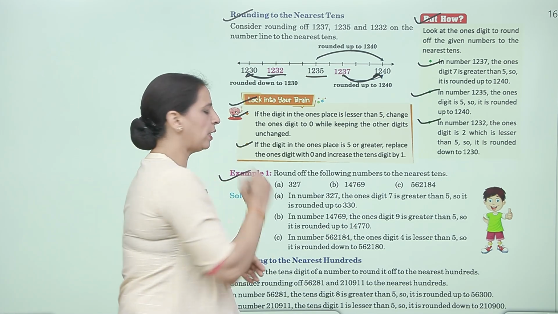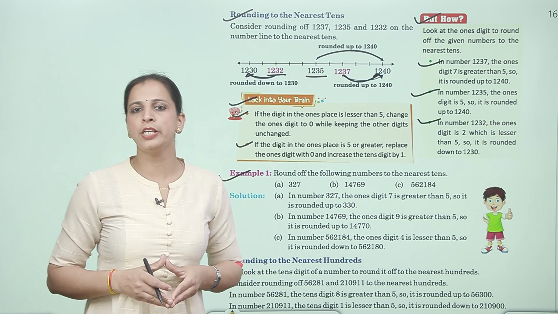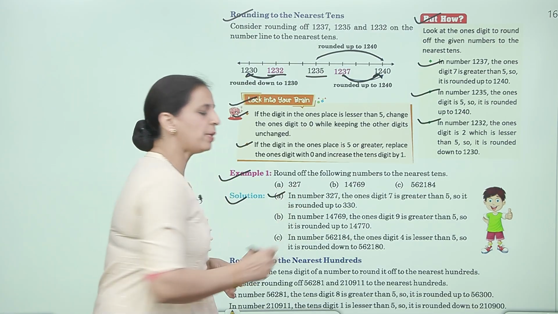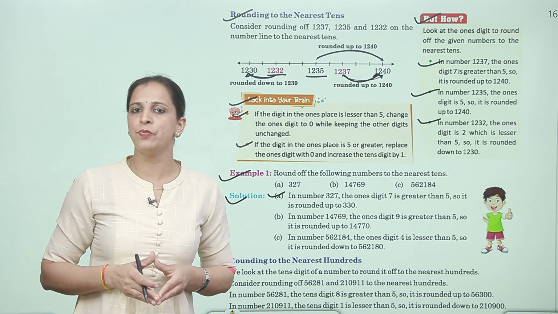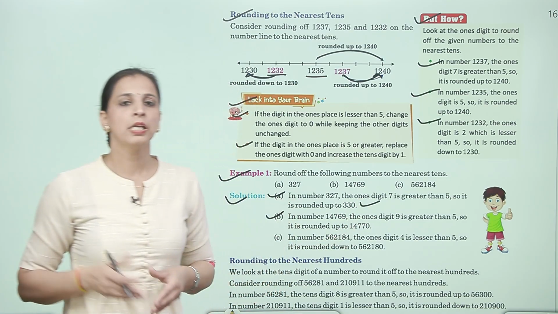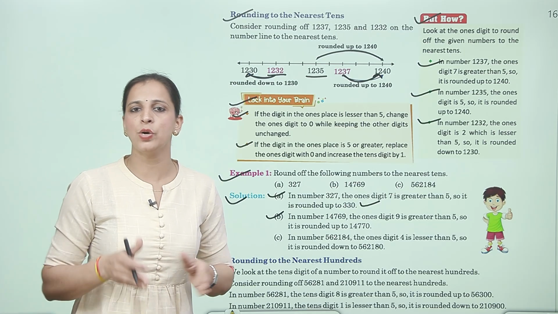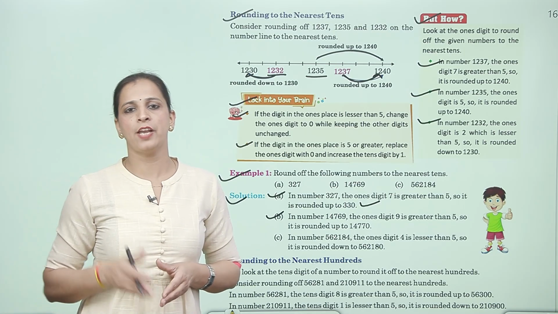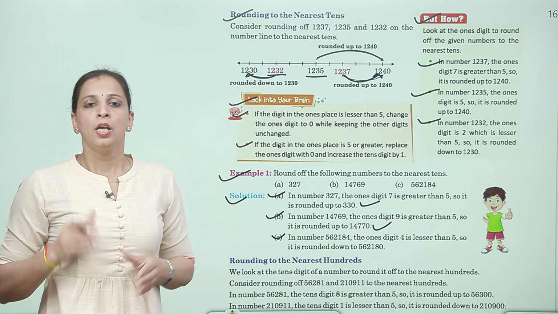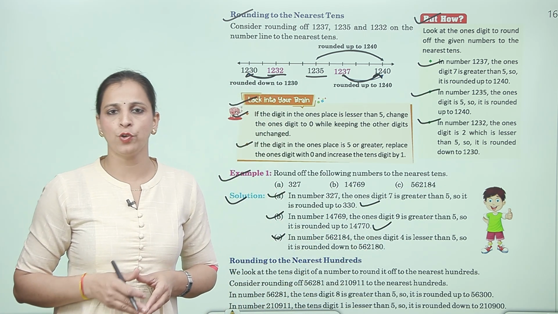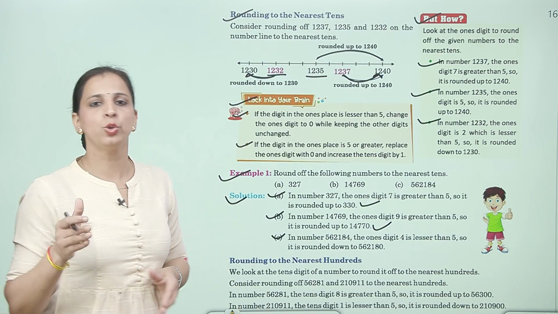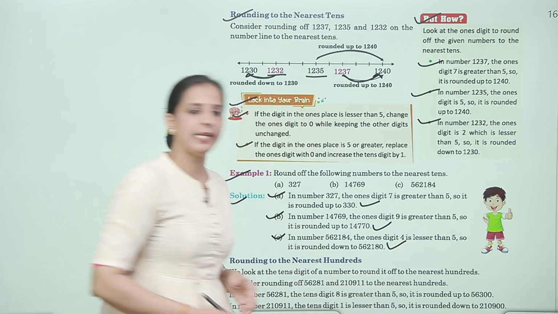Now, example 1. Round off the following numbers to the nearest 10. First is 327. Solution. In number 327, the ones digit is 7, which is greater than 5, so it is rounded up to 330. Next, in number 14769, the ones digit is 9, which is greater than 5, so it is rounded up to 14770. Next, in number 562184, the ones digit 4 is lesser than 5, so it is rounded down to 562180.